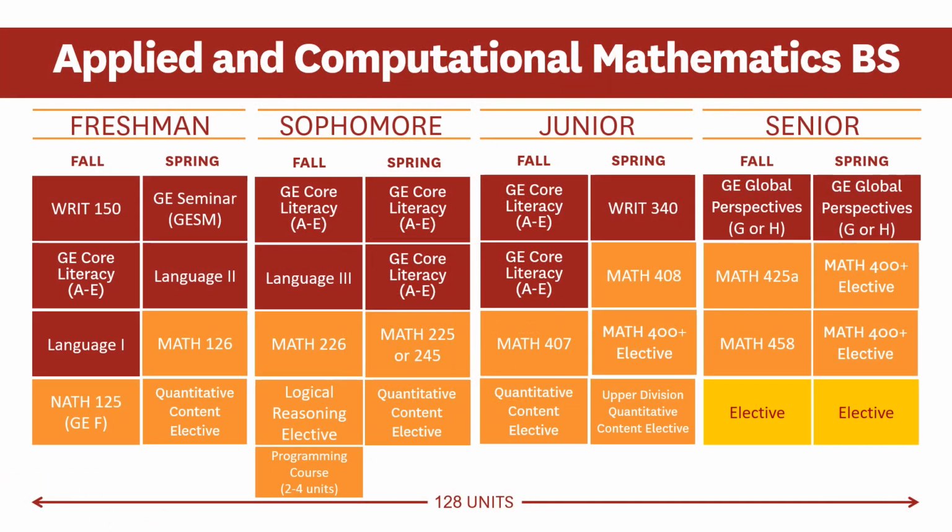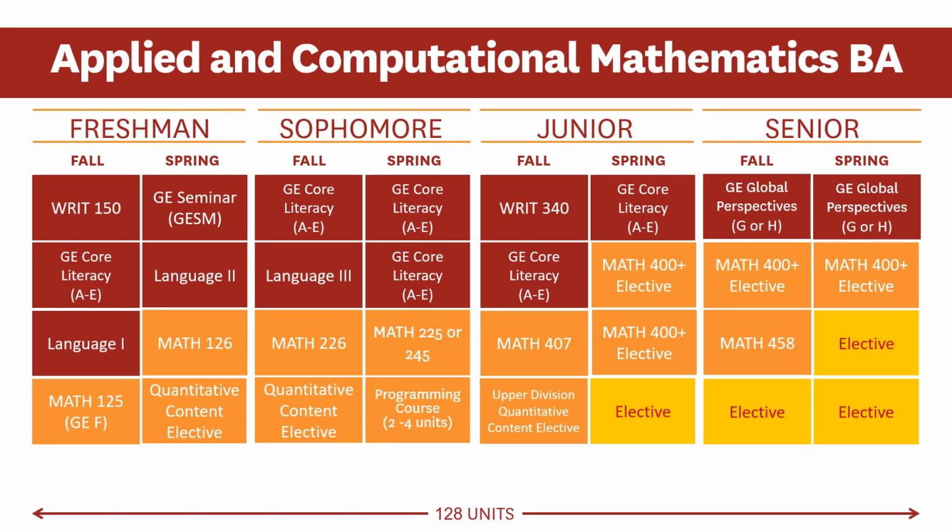The sample graduation plan for the Applied Math BS major has students spreading their math courses throughout their time at USC and weaving in the quantitative content electives. The programming requirement is typically taken during sophomore year, but can be taken at any point. The sample plan for the BA major is very similar, but has more free elective space than the Applied Math BS because the BA major requires fewer courses.